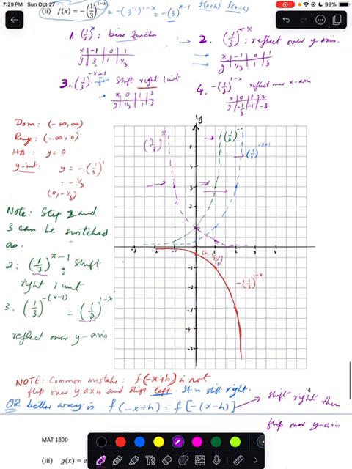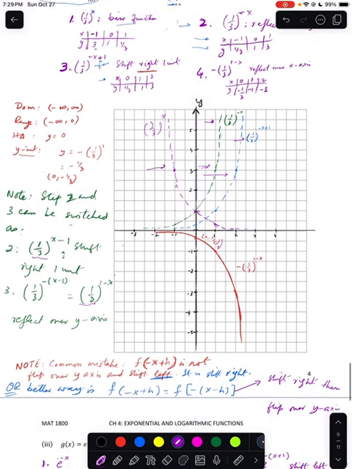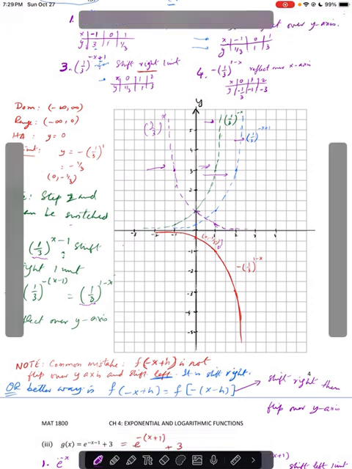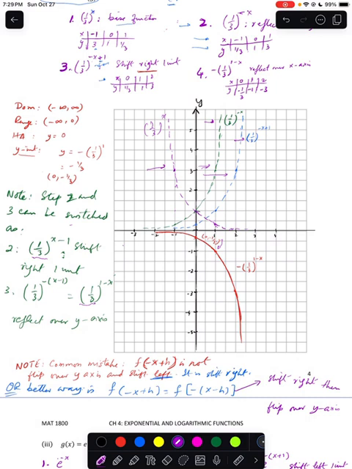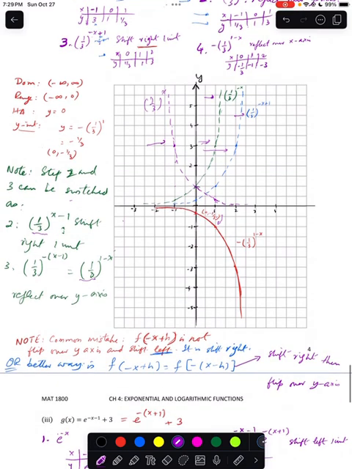Here I wanted to tell you something. The common mistake that I have noted students make, when you have a negative at the x, be careful. They think that negative x means flip over the y-axis, and then because it is plus h, they think it's a shift left. It's not shift left because this is being added to negative x, so it means from x it is being subtracted.